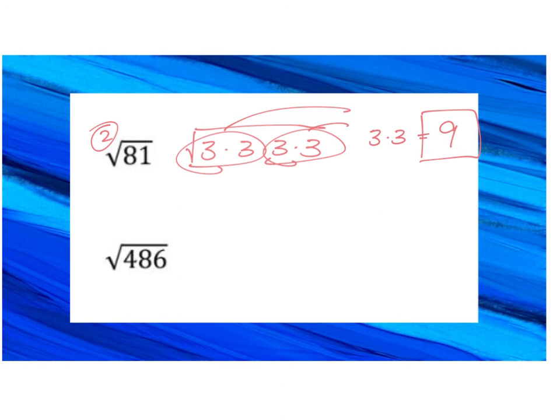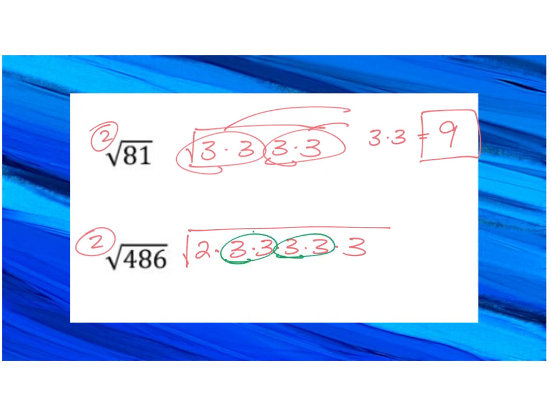All right, let's go to 486. This one's going to be a little bit lengthier. So in this case, I have 2 times 3, and then I believe there are five 3s. I said that backwards. My index is a 2, so I'm going to circle groups of 2. Can't circle the 2 because there's nothing paired with it. I can circle these. So these will come out. So 3 times 3. And then left under the radical is 2 times 3. So that means I have 9 times the square root of 6.